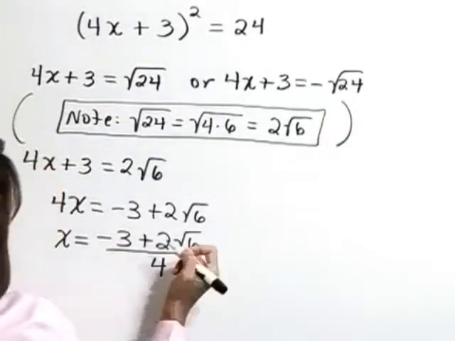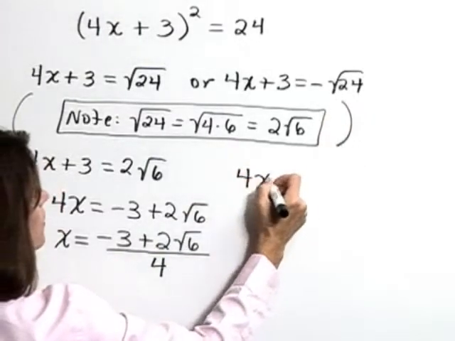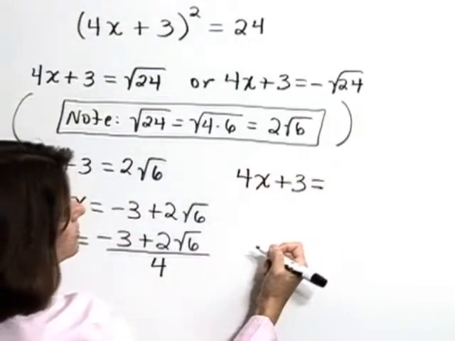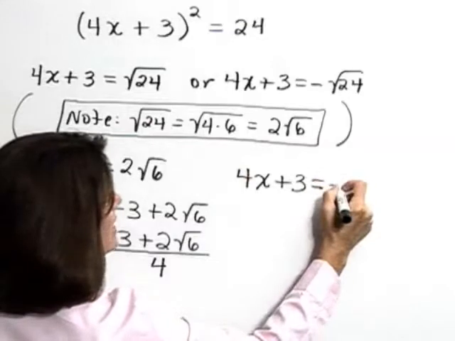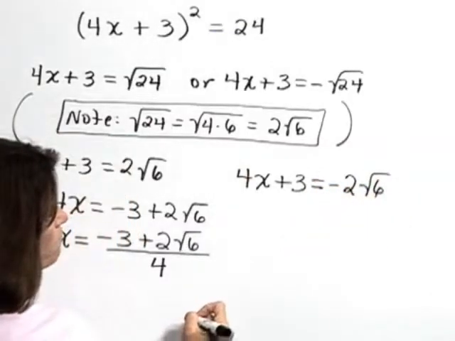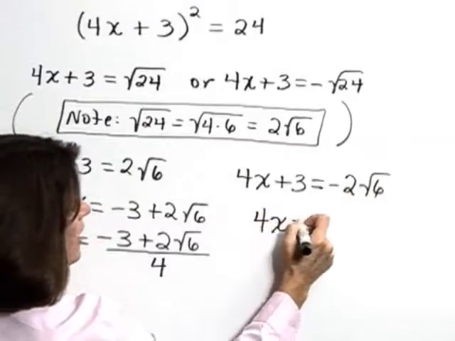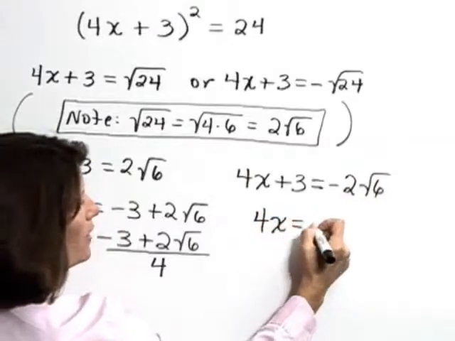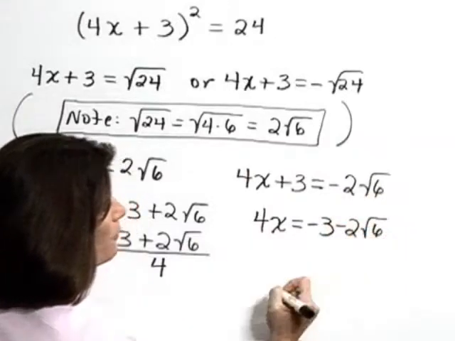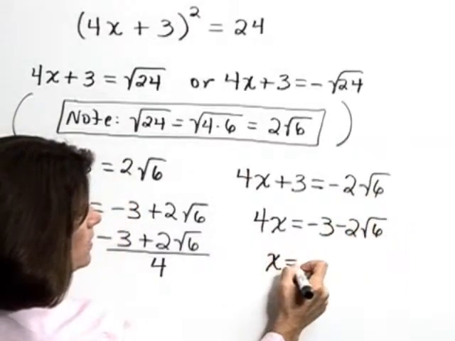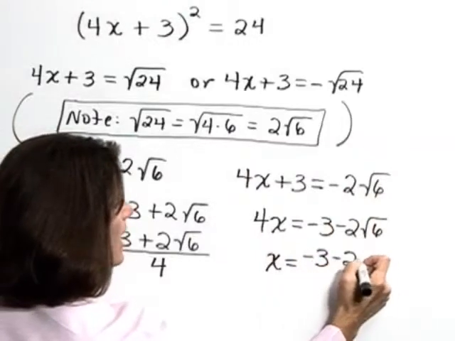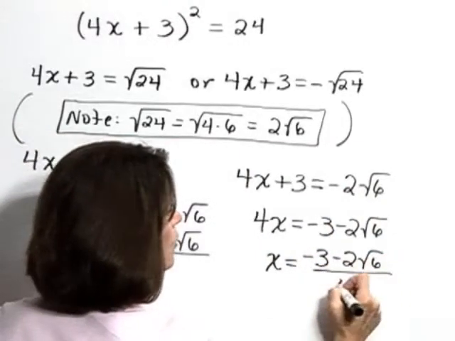Solving our other option over here, 4x plus 3 is equal to a negative square root of 24, or let's call that a negative 2 times the square root of 6. So subtracting 3 from both sides gives 4x is equal to a negative 3 minus 2 times the square root of 6. Dividing by 4 gives x is equal to a negative 3 minus 2 times the square root of 6 all over 4.